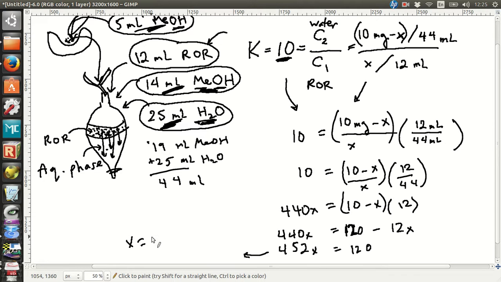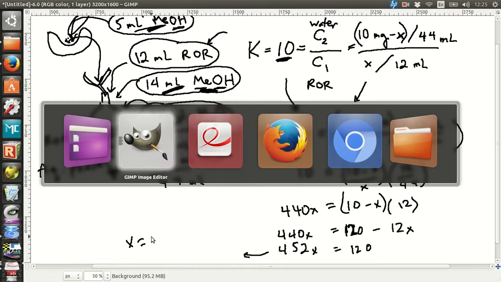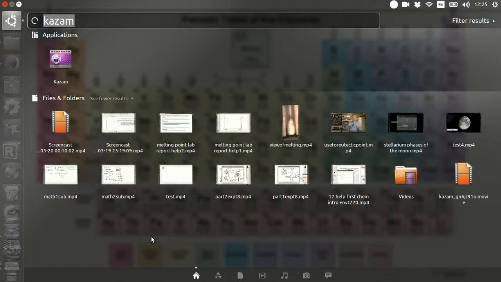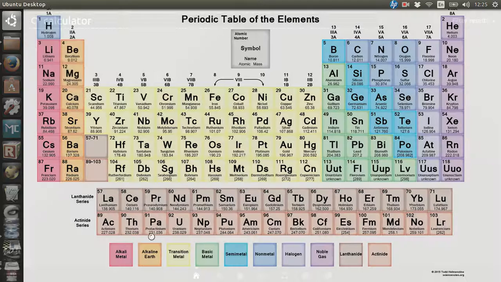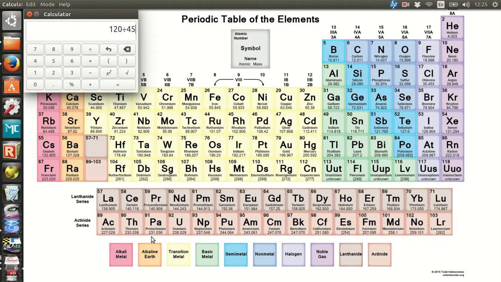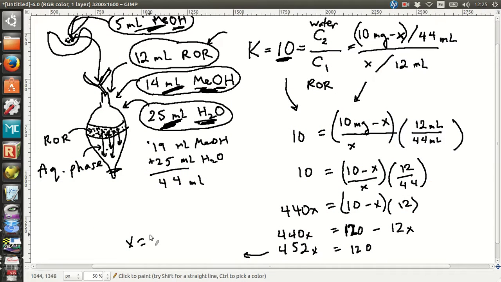And then x is going to equal 120 divided by 452. Let me get my calculator. 120 divided by 452 is 0.27. So that's 0.27 milligrams of polar impurities. That's how many milligrams there are left in the petroleum ether.